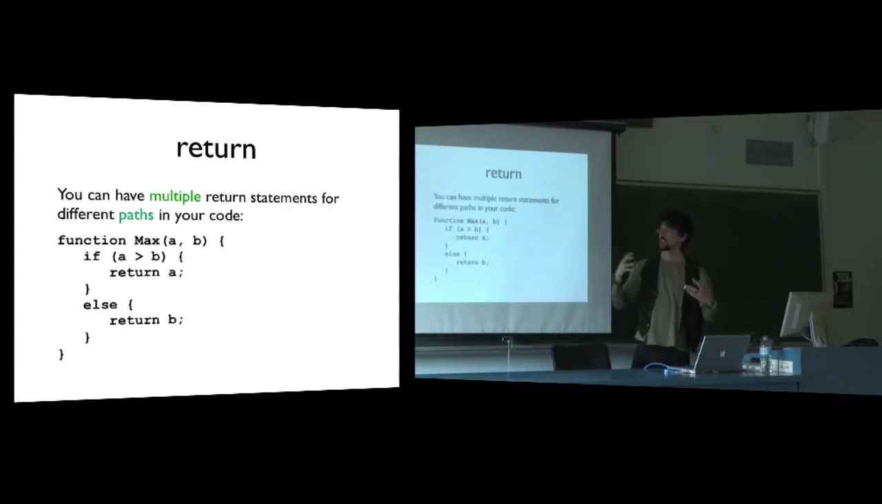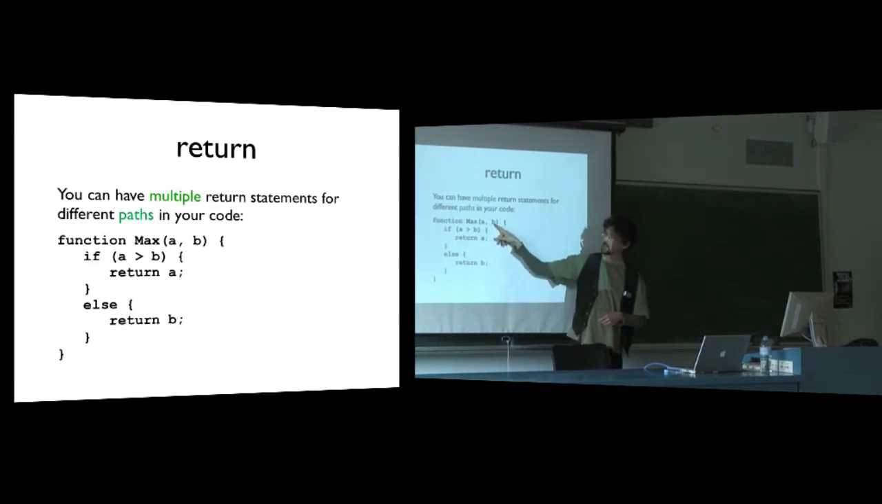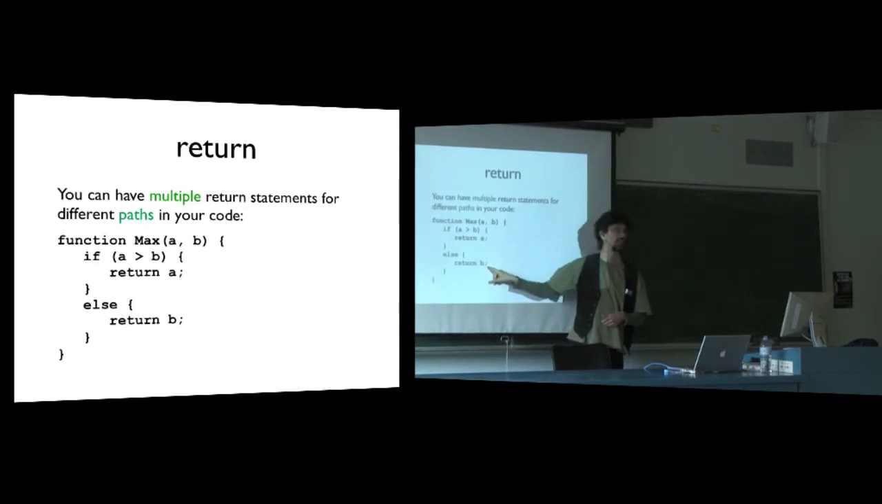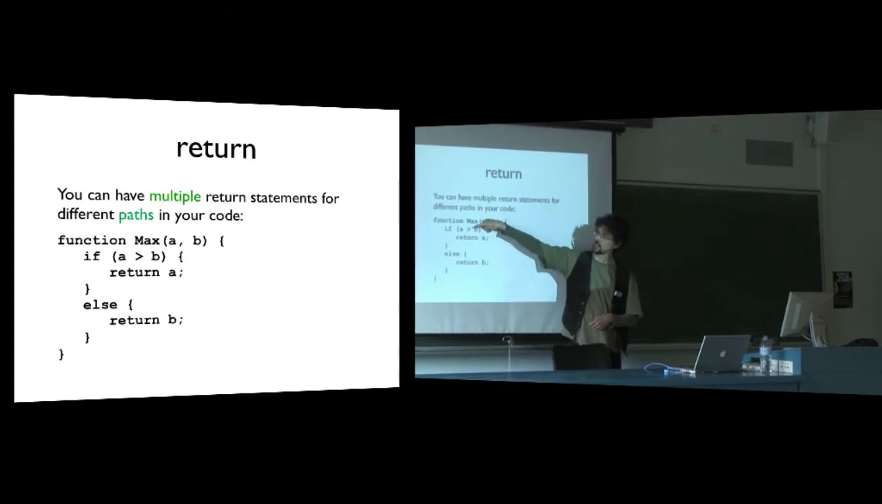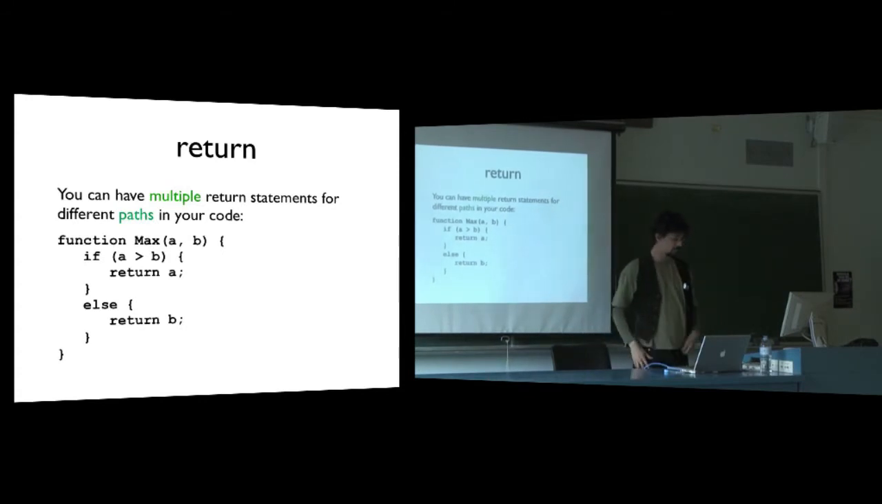If we have code that has conditional parts, so there are many different paths through our code that we can execute, we can have multiple return statements in different paths. So if we wanted to compute the maximum of two numbers, for example, we could test if A is greater than B, then we return A, otherwise we return B. And so now we have two return statements in two different paths in our code. If we come in this way, we'll return from here. If we come in this way, we'll return from here. So we can have many different return statements if we want.